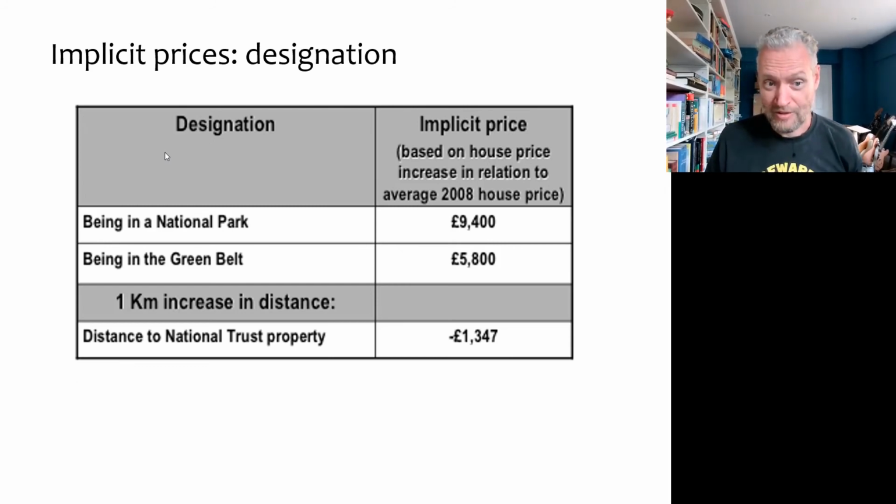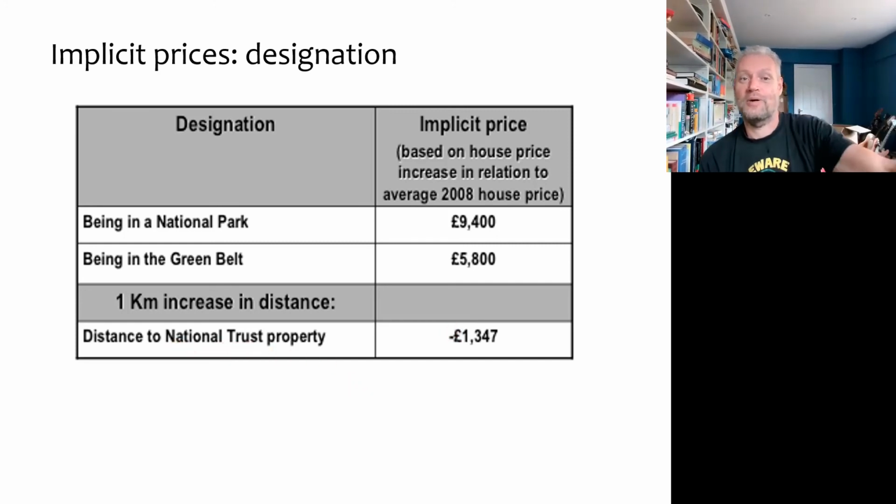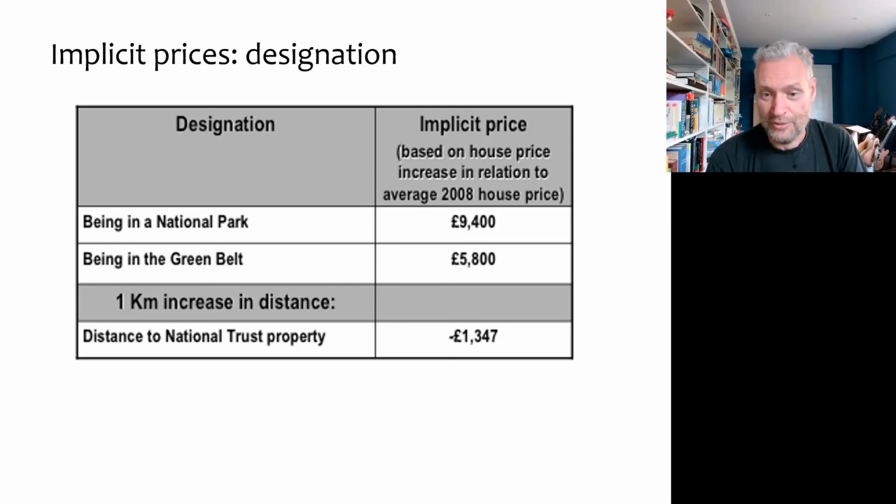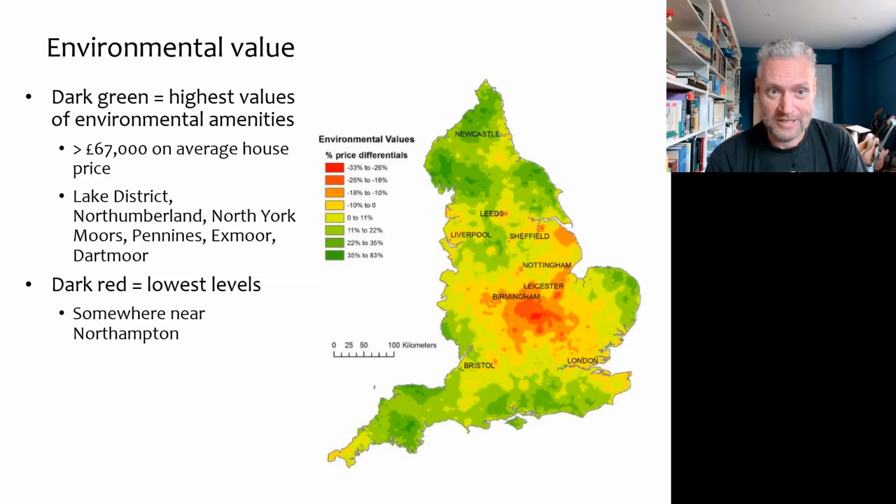Living in a house within a national park is worth a lot more. A house in the greenbelt is also worth a lot more. So these things pop up, and this again has a negative sign, but it's the distance to a National Trust property. So the further away you are from, say, Sheffield Park, the lower the price of your house, right? So this all makes perfect sense.